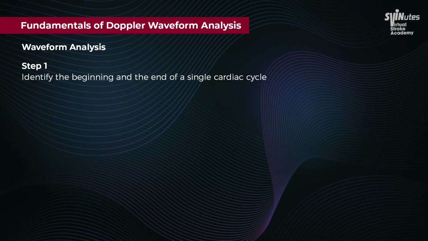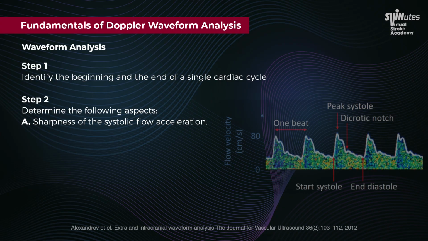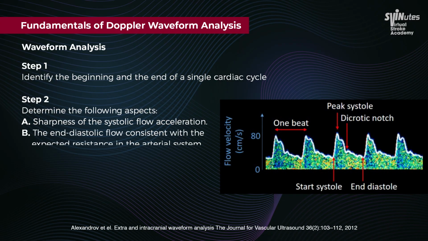First step is to identify the beginning and end of the cardiac cycle. Typically, systole starts with sharp systolic acceleration, followed by stepwise diastolic deceleration. Once you've identified the beginning of the cardiac cycle, pay attention to the systolic upstroke acceleration sharpness and systolic complex. Secondly, pay attention to the end diastolic velocities, if that is consistent with the expected resistance pattern for that arterial system. To understand the concept of resistance pattern better, we'll review this in more depth in the next slide.